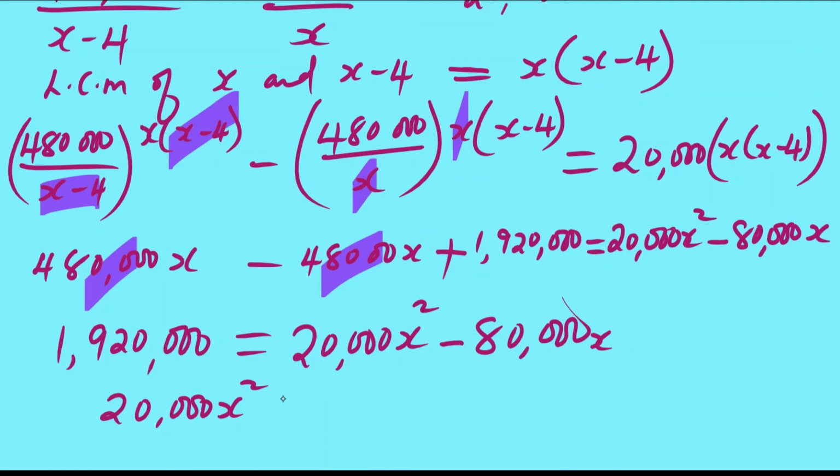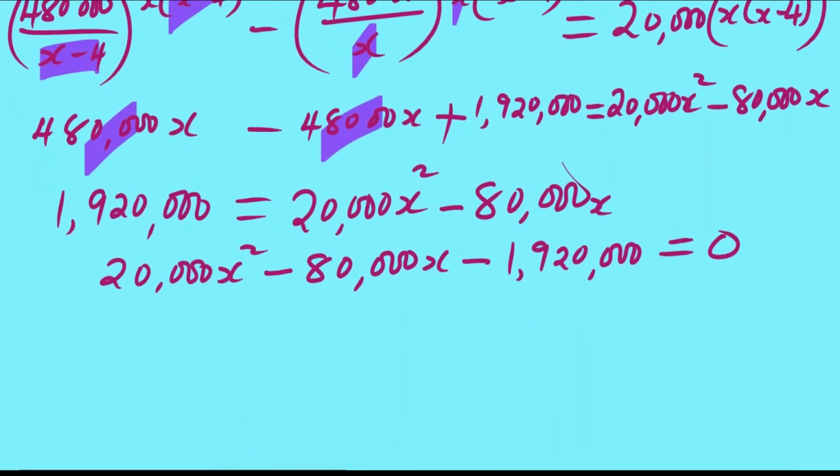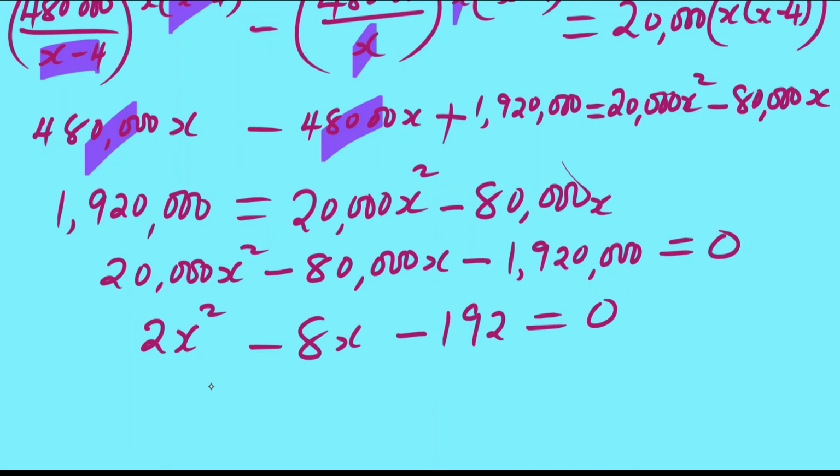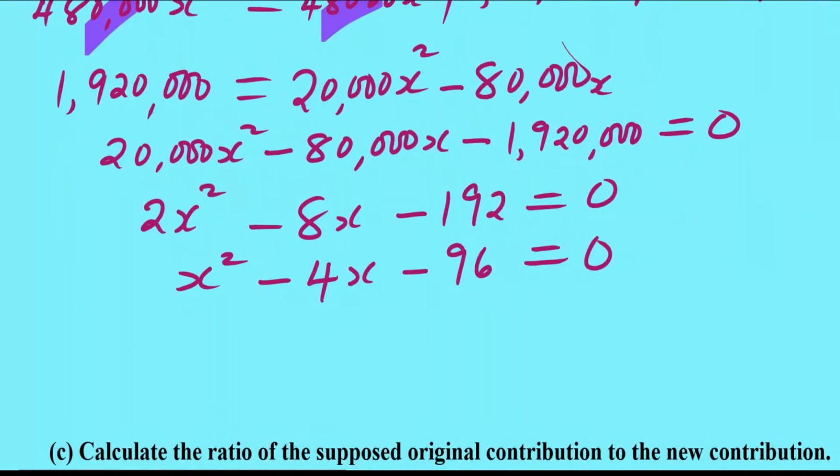Now after doing that, we get this one is negative 80,000 x. Then bring this to this side, minus 1,920,000 should be equal to 0. If we divide each term by 10,000, we get 2x squared minus 8x minus 192 should give 0. So these, we divide everything by 2 again, give x squared minus 4x minus 96 is equal to 0.